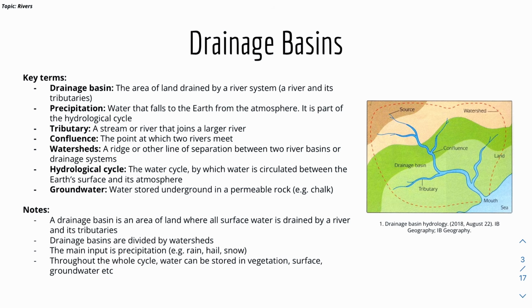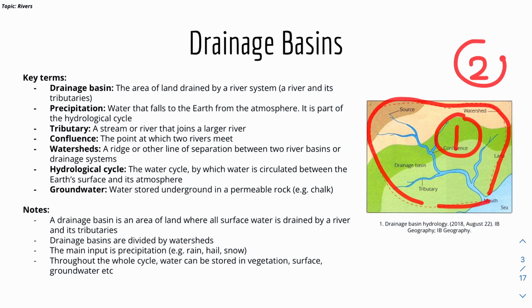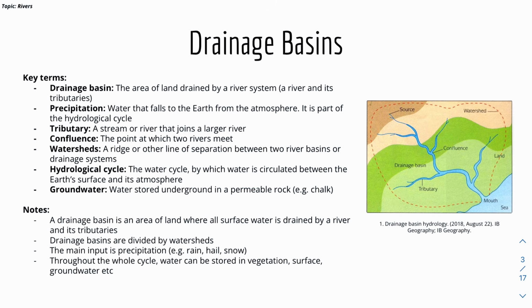Confluence is a point at which two rivers meet. So in this diagram here, we have one river going in this way and the other one down here. That means this point here is the confluence. Watershed is a ridge or other line which basically separates two river basins. So we have this watershed right here, right? So this means that this is one of the river basins, and the other one here could be the other river basin, which has a watershed of, let's say, like this. So watershed basically divides the different drainage basins.